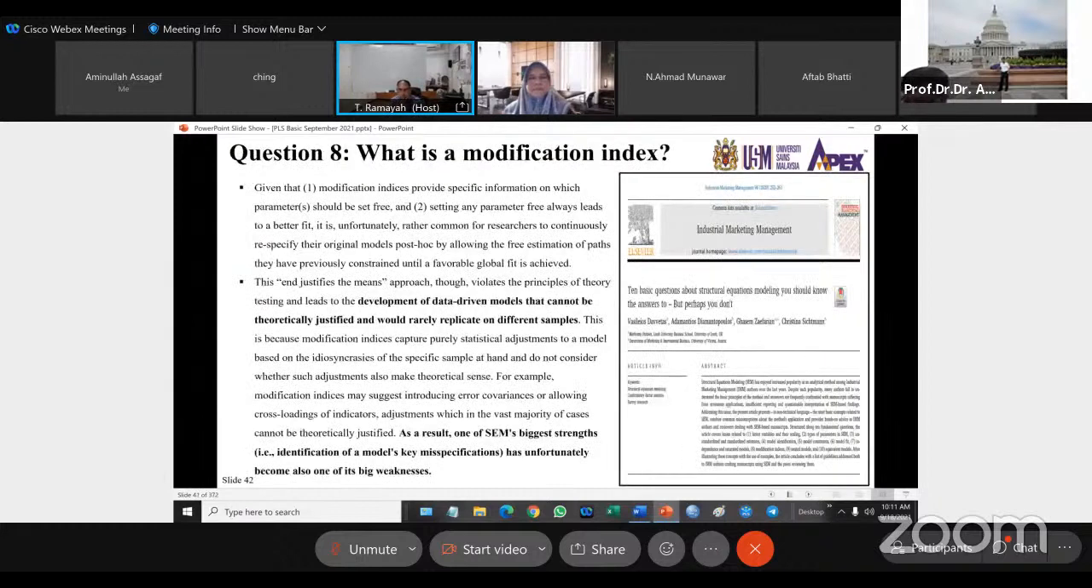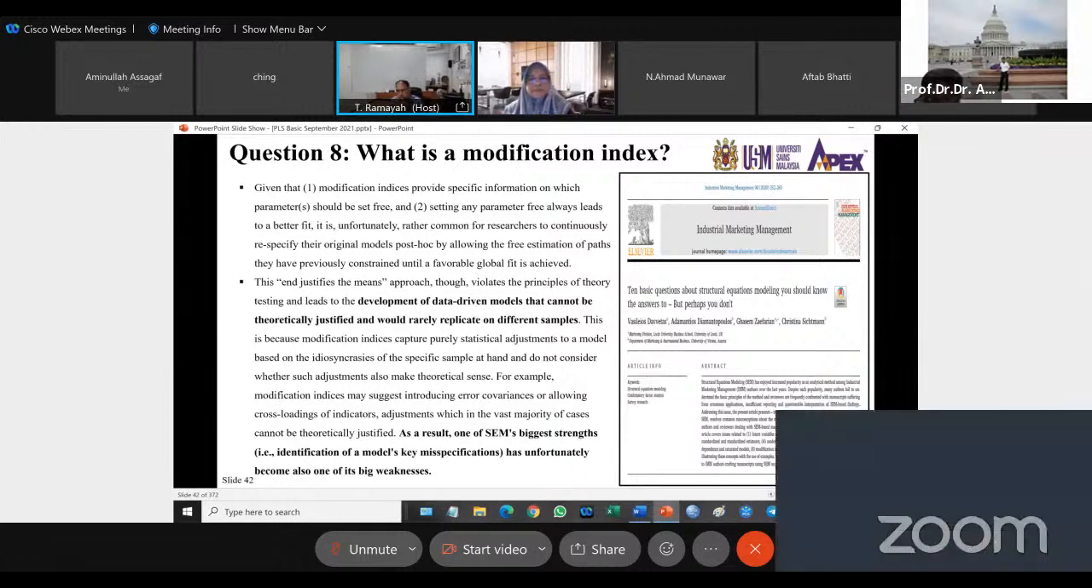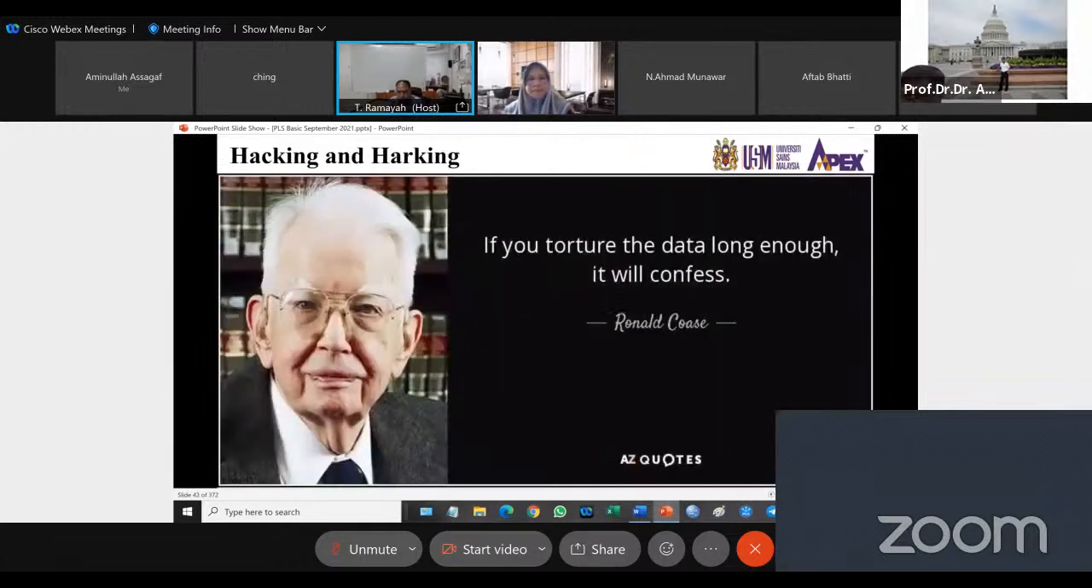And the more recent one is in 2020 by Davidas et al. They wrote this about modification indices. So if you start modifying, what happens is you are going into data-driven models that cannot be theoretically justified and would rarely replicate on different samples. Okay, so this is some of the things which is already there in the literature, but unfortunately, this is not exposed to many researchers beginning in their career. So what they think is you can do modification, and that's a predominant way of getting your model to fit, which is actually what we call as hacking and hacking.